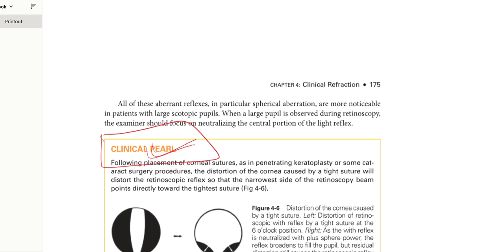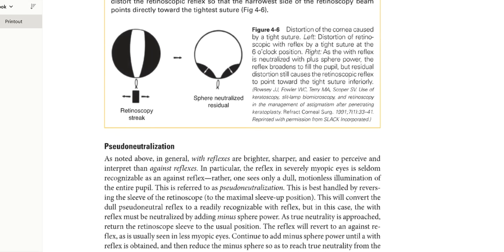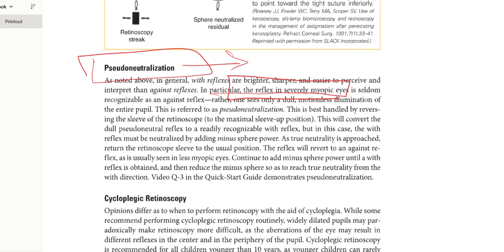Read this as well. Pseudo-neutralization, very important. Present in high myopia. Look here, severely myopic eyes. First few lines are very important. Read this and remember that this is present.